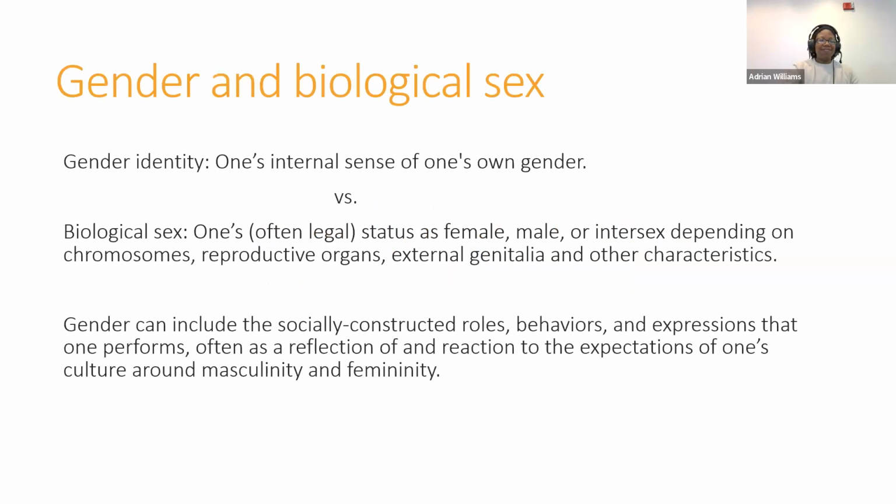They are. Awesome. Okay. So gender identity is defined as one's internal sense of one's own gender. While historically it's been conflated with one's biological sex, the two are distinct. Your biological sex has to do with your status, often legal, as female, male, or intersex, depending on your chromosomes, reproductive organs, external genitalia, and other biological characteristics. Gender in contrast can include the socially constructed roles, behaviors, and expressions that one performs, often as a reflection of and reaction to your home culture's expectations around masculinity and femininity.